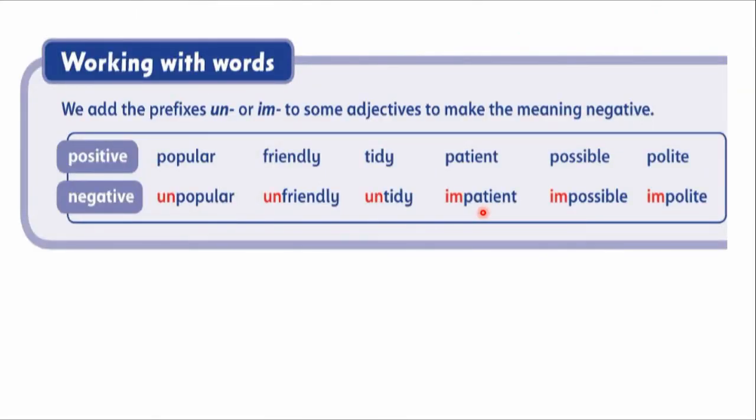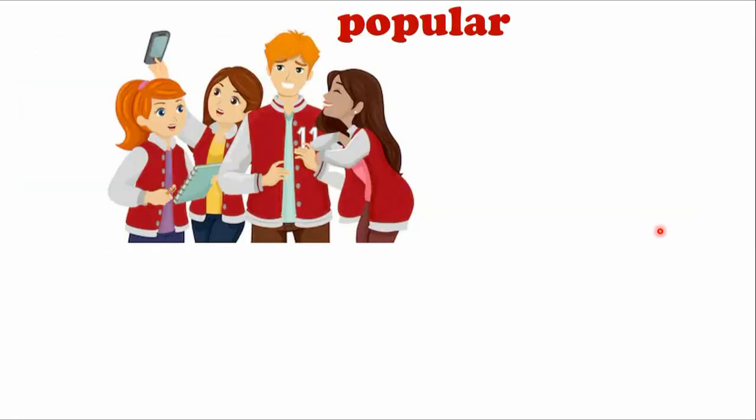Working with words, we add prefixes un or im to some adjectives to make the meaning negative. For example, popular, unpopular, friendly, unfriendly, tidy, untidy, patient, impatient, possible, impossible, polite, impolite.